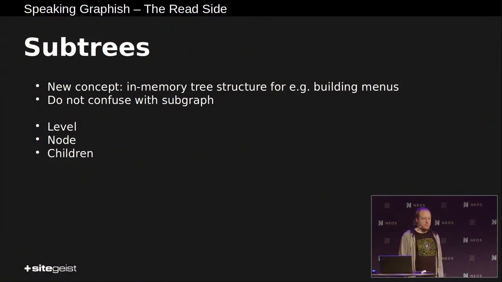Then we have the subtrees. That's basically an in-memory tree structure for building menus. That's basically the main use case for that. Do not confuse them with the subgraph. The subgraph is the database thingy, and the subtree is the in-memory thing, and it's just the hierarchy. You don't have references there. You don't have visibility constraints there. You just have an in-memory hierarchy of nodes, which contains the level you're currently in, the current node, and children, which are also subtrees. It's quite nice to render menus, for example.